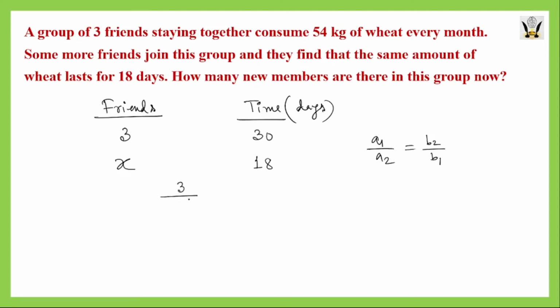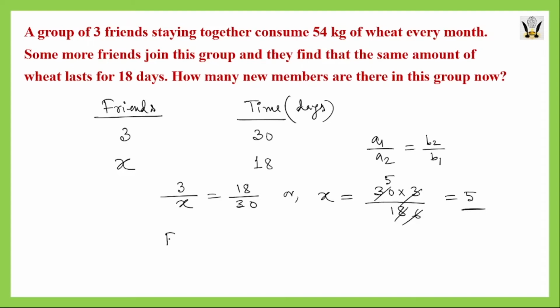So it will be 3 divided by x, and that will be equal to 18 divided by 30, right? So x will be how much? Simple, it is 30 multiplied by 3 divided by 18. So 3 6s are 18, and then 5. So it is 5. 5 is the total number of friends that group has right now. So initially it was 3, now it is 5.